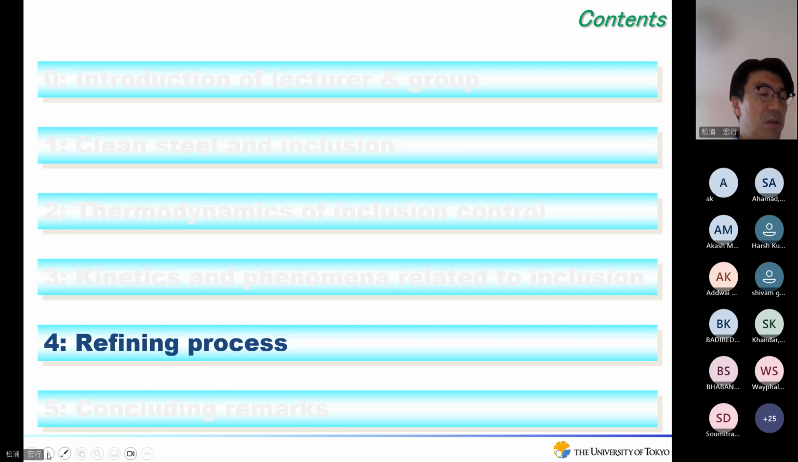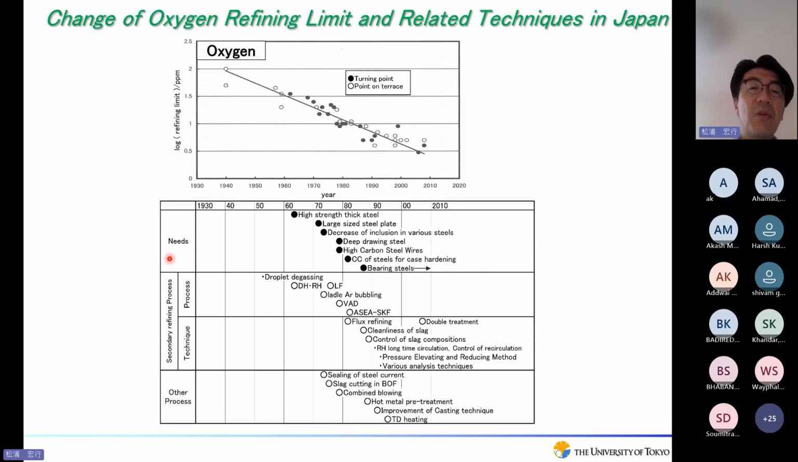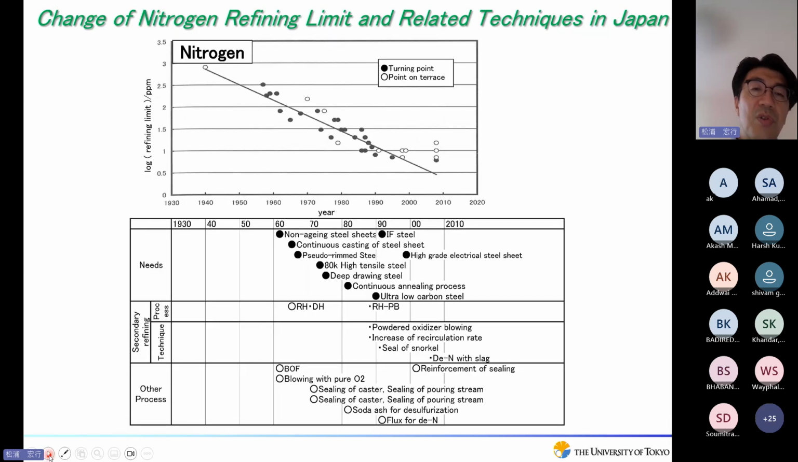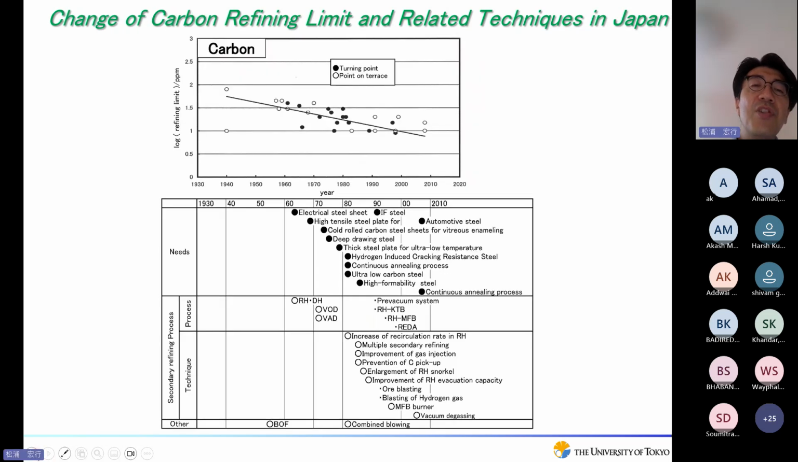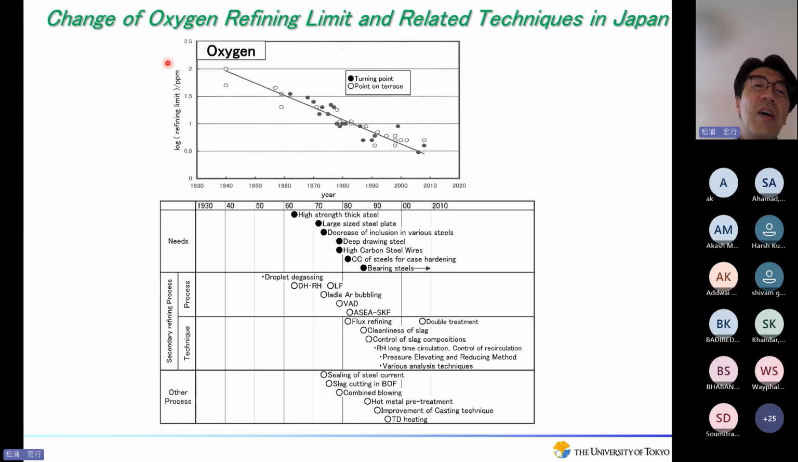Okay, so time is almost up, so I am rushing through the final part. Here I put some figures to show the change. I can just take one example: the change of the oxygen refining limit and related technologies in Japan.